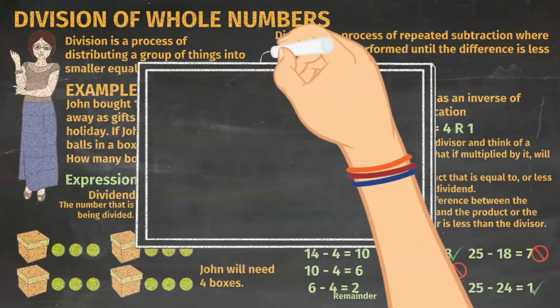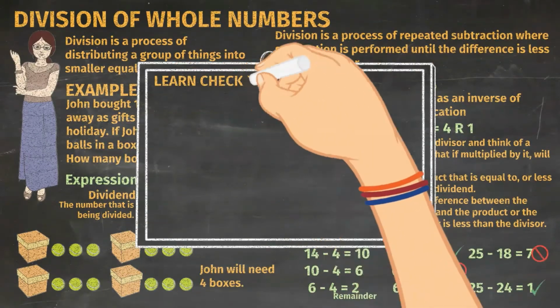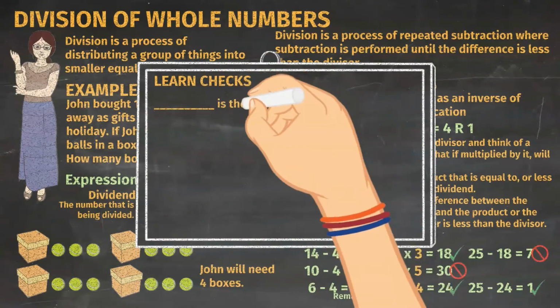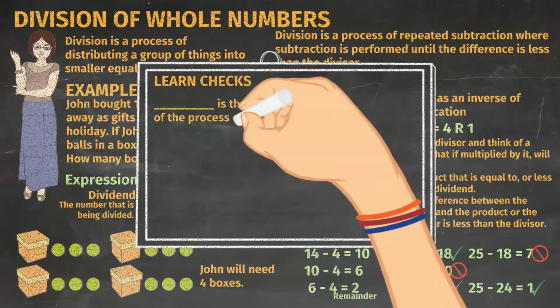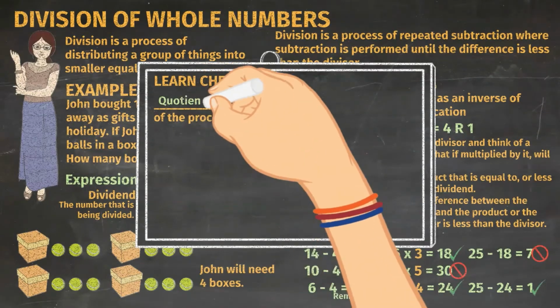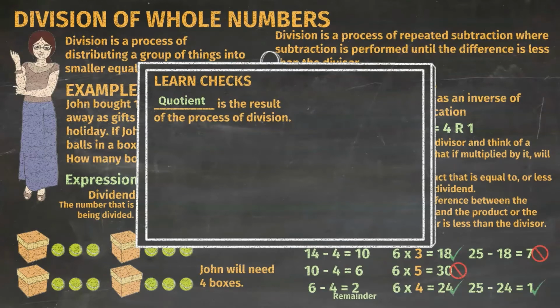It's time for Learn Checks. Fill in the blanks. Blank is the result of the process of division. What is the correct word to fill in the blank? The answer is quotient. The quotient is the result of the process of division.